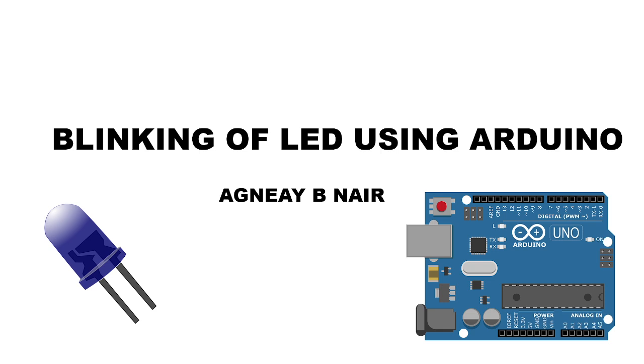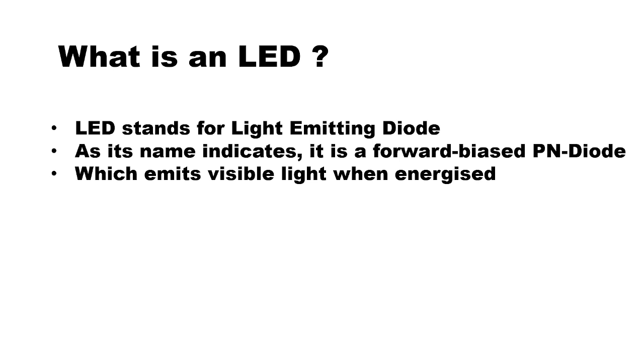So in today's video, we are gonna learn how to make an LED blink using Arduino. So first, let's learn about what an LED is. LED, as we all know, stands for light emitting diode. It's a forward biased PN junction diode which emits visible light when energized.